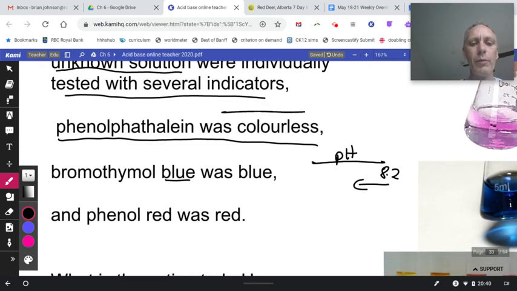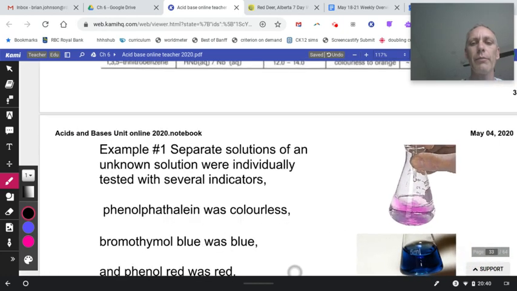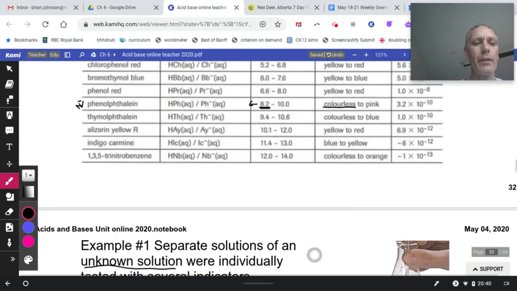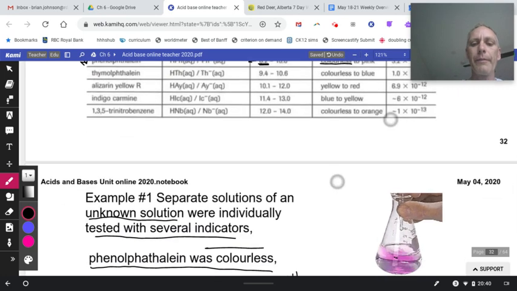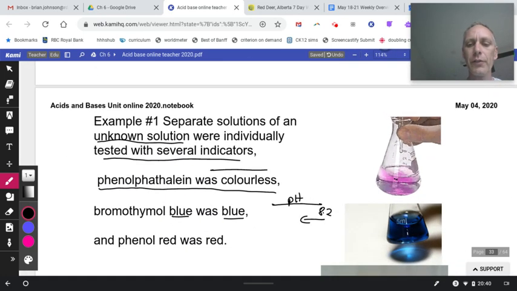Bromothymol blue was blue. So let's go back and look at bromothymol blue. It's right here. Bromothymol blue is blue. So blue is on the right side, so that means 7.6 or higher. So we go back here. So we know on this side it's 7.6 or higher. So now we've narrowed it down to a pH of between 7.6 and 8.2.